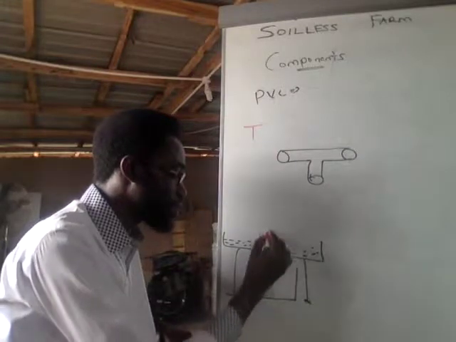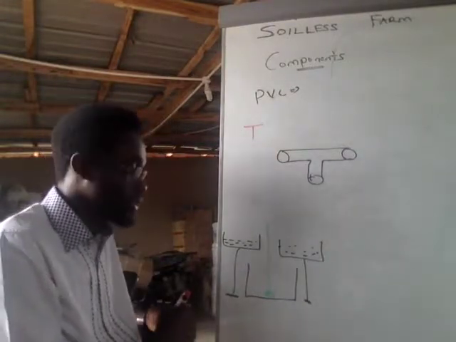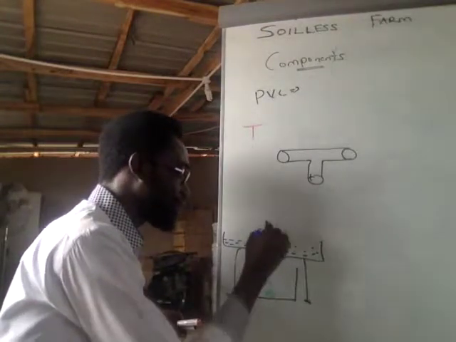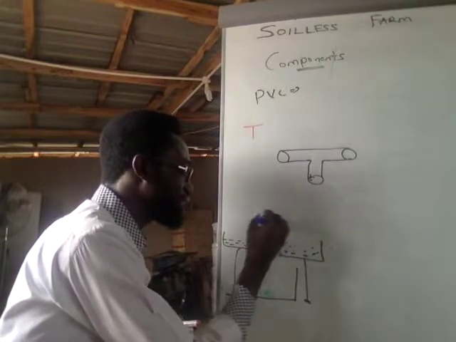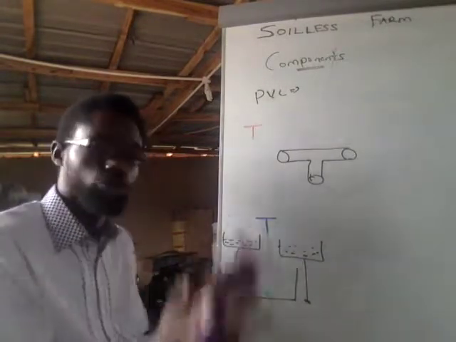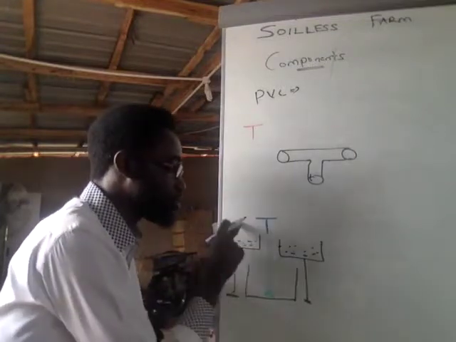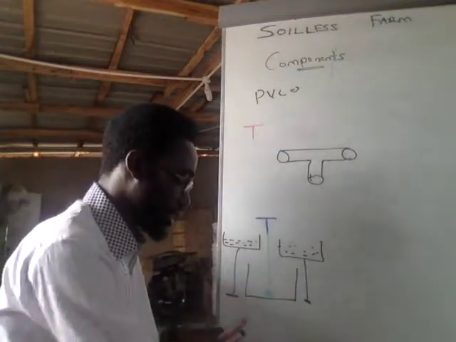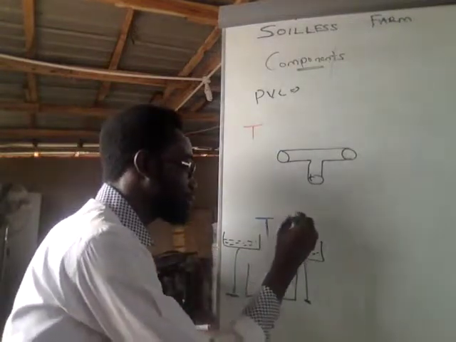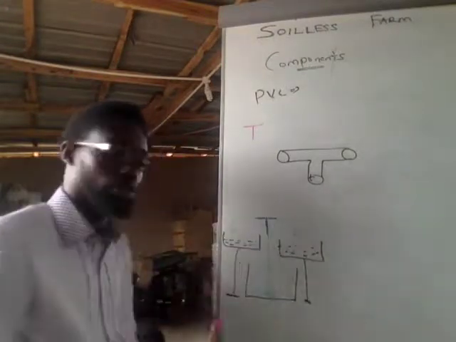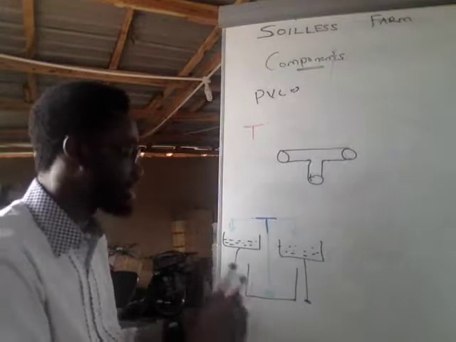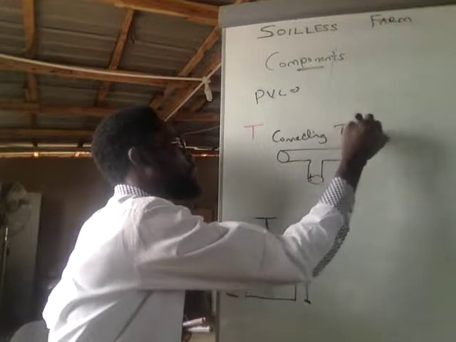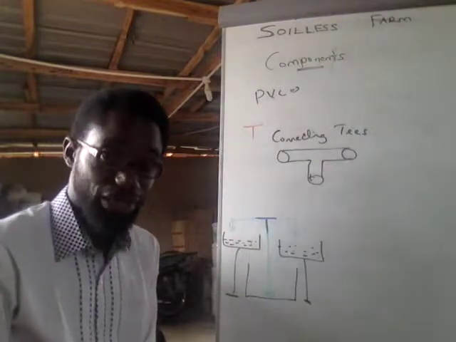So the pipe comes out from the pumping machine like that. At this point where the pipe comes out, I need a T to separate this into two. So your T is used for separating a channel or joining two channels. So I can now separate and take water to wherever I want the water to go. So we call these connecting T's. I hope that makes sense. So that's a connecting T.